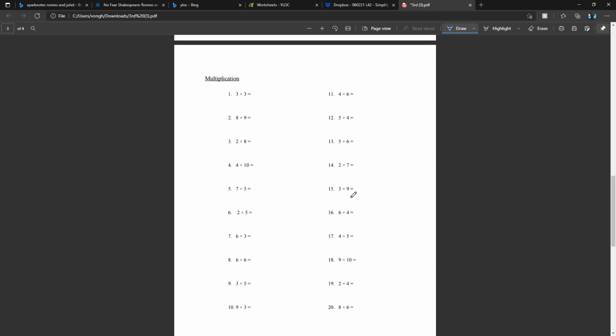Here we have multiplication. Here you just have to memorize it. You have to automatically know what 3 times 3 is. But if you can't, you can just go like this. Say you have 3 times 3, you write 3 three times, and then you add them and you get 9, because you have 3 sets of 3 and you just add them.